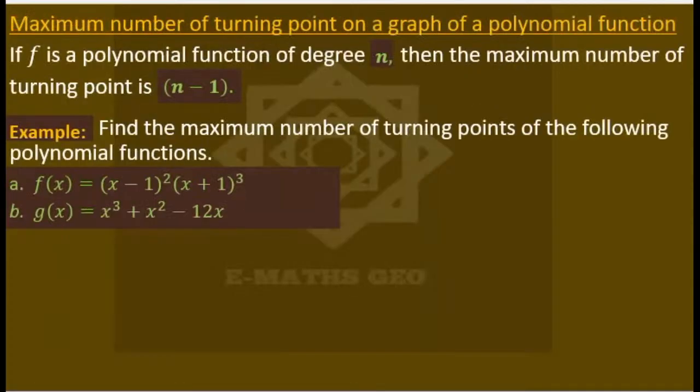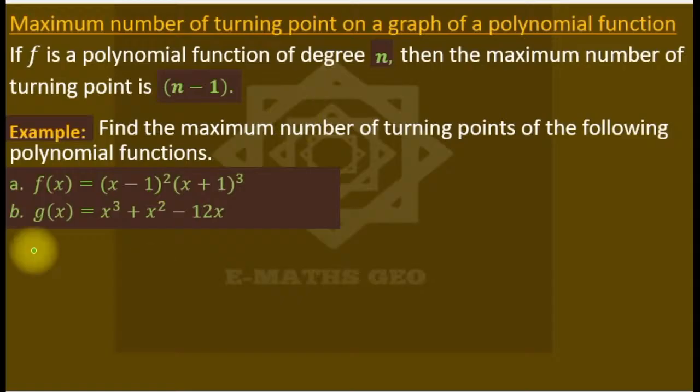So look at this. There's what we call the maximum number of turning points on a graph of a polynomial function. If f is a polynomial function of degree n, then the maximum number of turning points is n minus 1. So we're saying that if you have a polynomial of degree n, the highest power of x, to get the maximum turning points, you subtract 1. So let's look at this example.